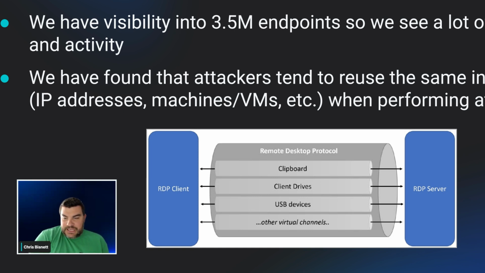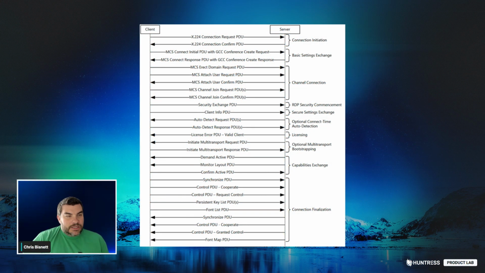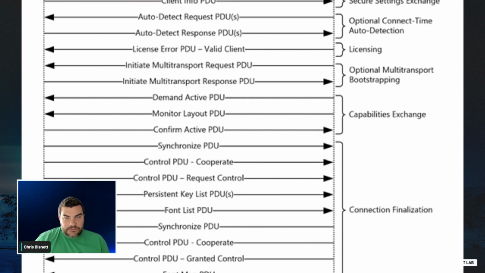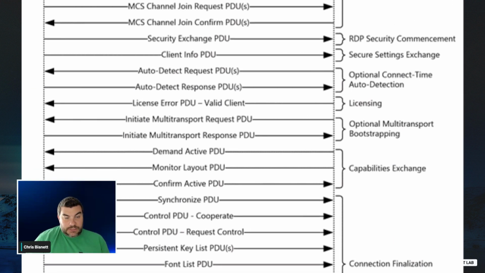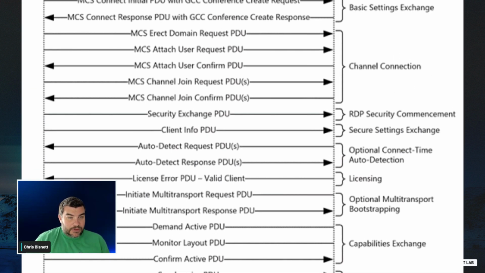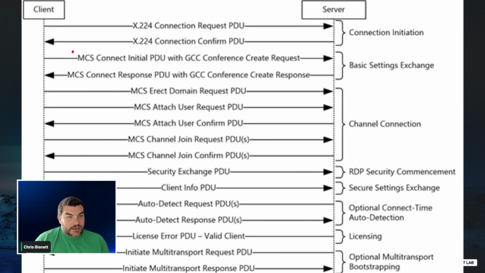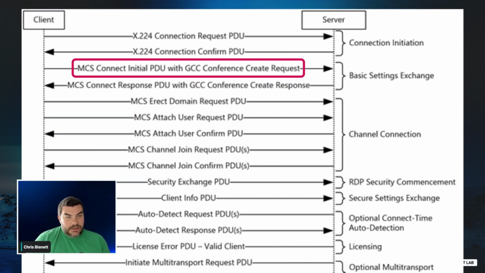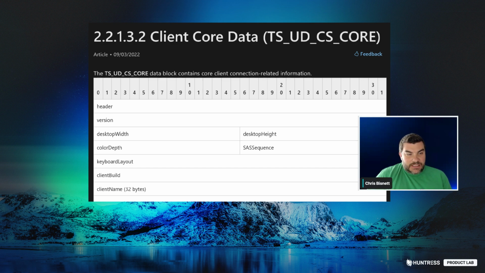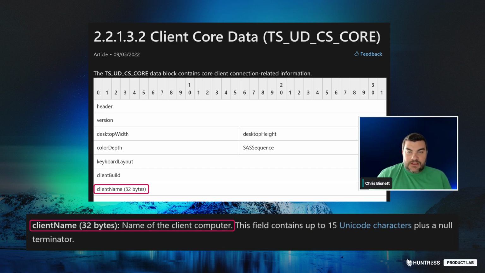Well, if we dig in a little bit, if we go to the next slide, we can actually see the whole connection setup of RDP is quite a lot. There's a lot of things going back and forth. But the one that's really interesting here is this Connect Initial PDU. And the reason that's interesting is, if we go to the next slide, one of the things contained in there is the client name, the name of the client computer.